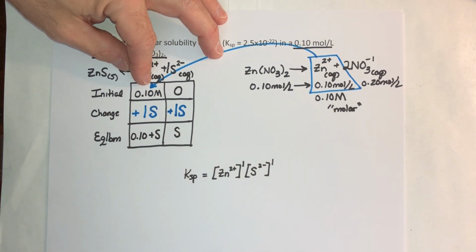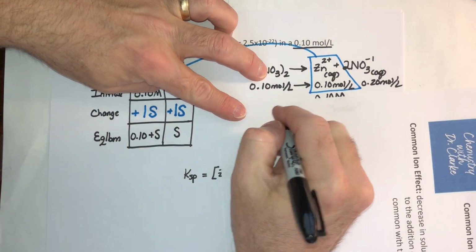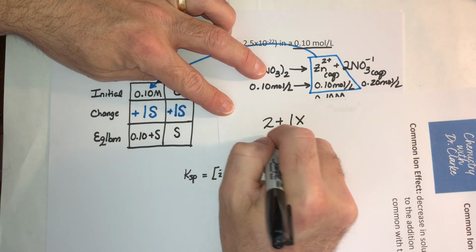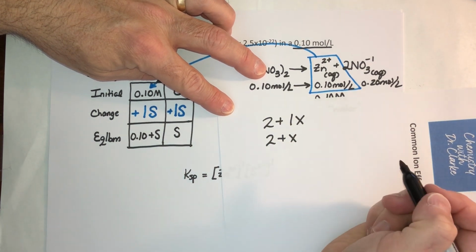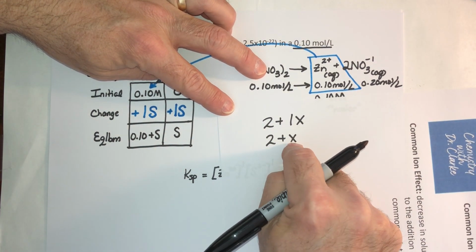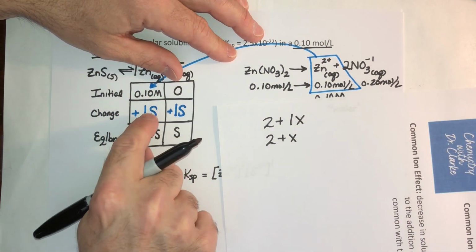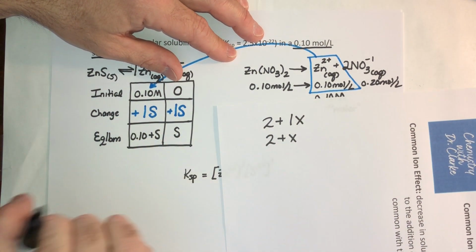Think of it in terms of math, right? If you were in math class and I said, what is 2 plus 1x? Well, that would be just 2 plus x, right? Because the 2 is a number, the x is a variable, and you can't put them together. Here, the 0.1 is a number, and the s is a variable, and you can't put them together.